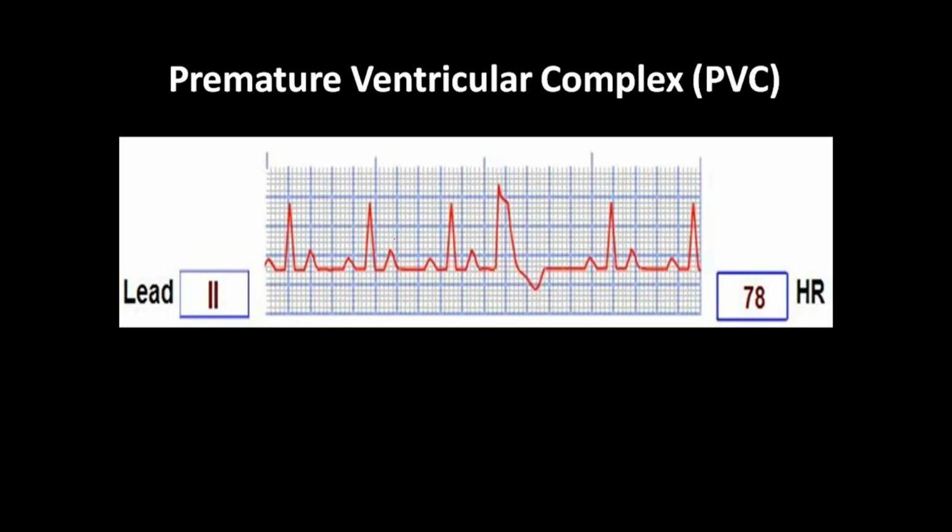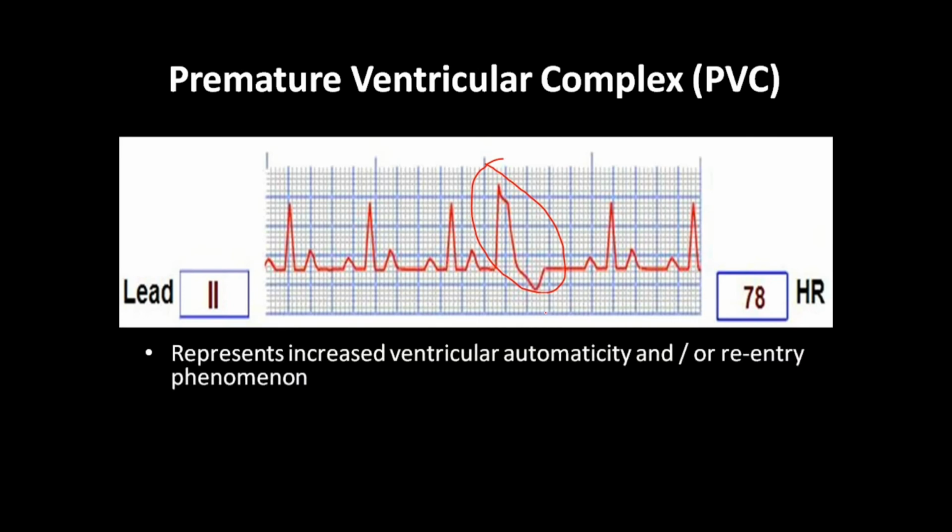Next we have PVC, or premature ventricular contractions or complexes. Premature ventricular complexes: the ventricular complexes occur before the expected time. This represents increased ventricular automaticity and or re-entry phenomena.